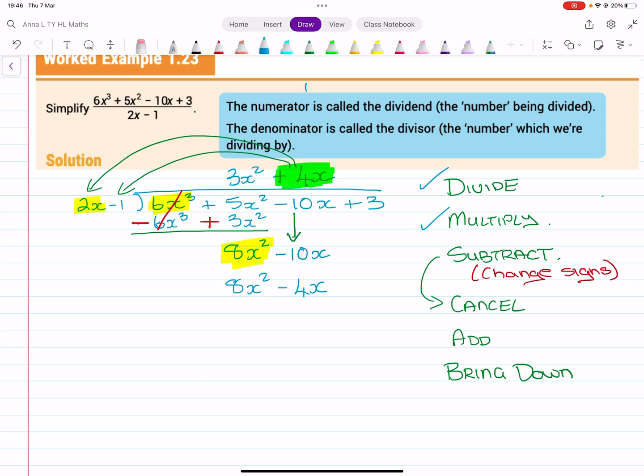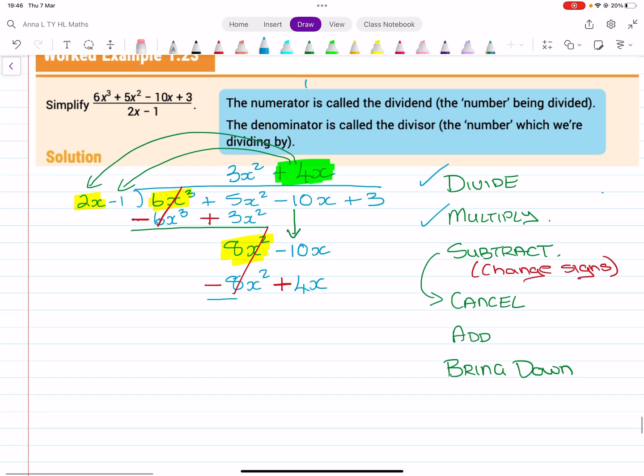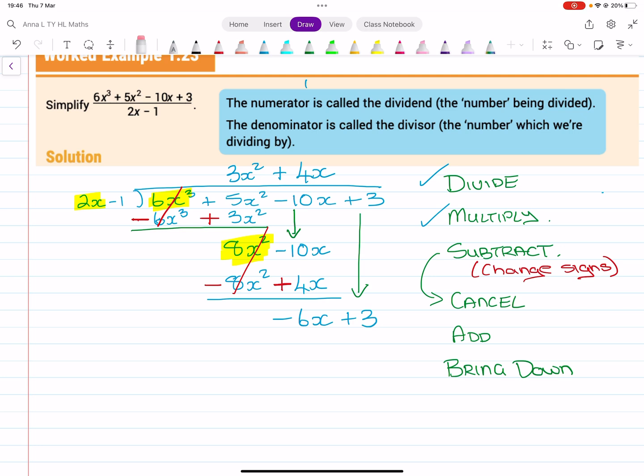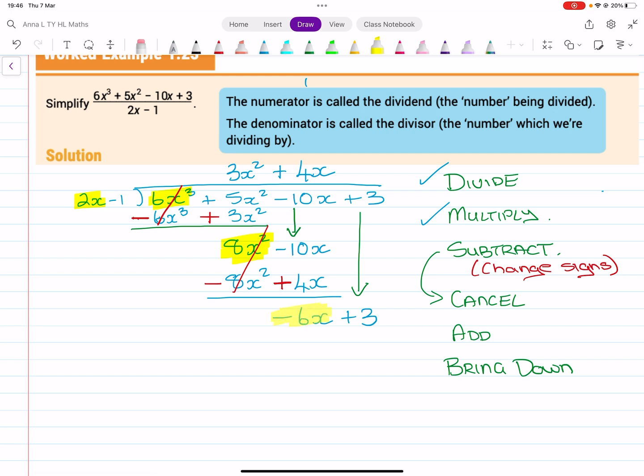So we did divide, we did multiply. Next, you change the signs on the bottom. So the 8x squared will become a minus, which will cancel, and the minus 4 becomes a plus. So the second last step is add. Minus 6x. Good. And then we bring down our plus 3. And then back to the start.